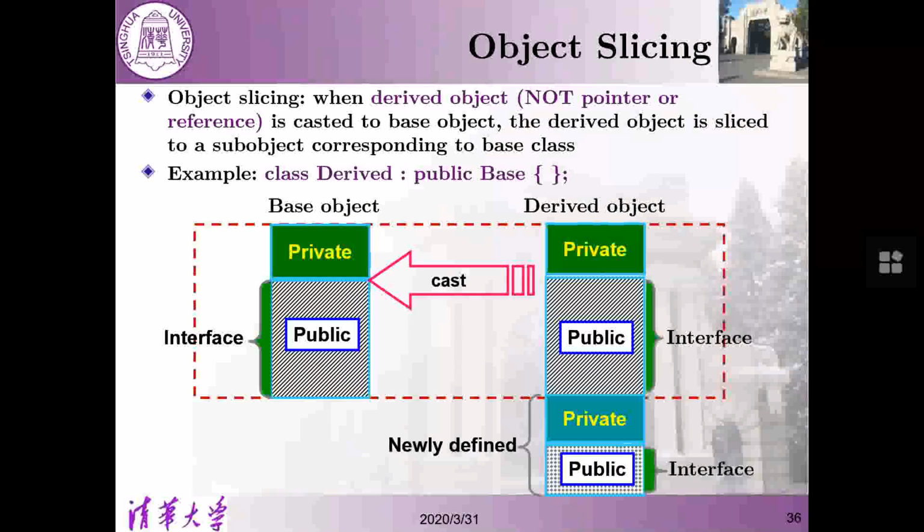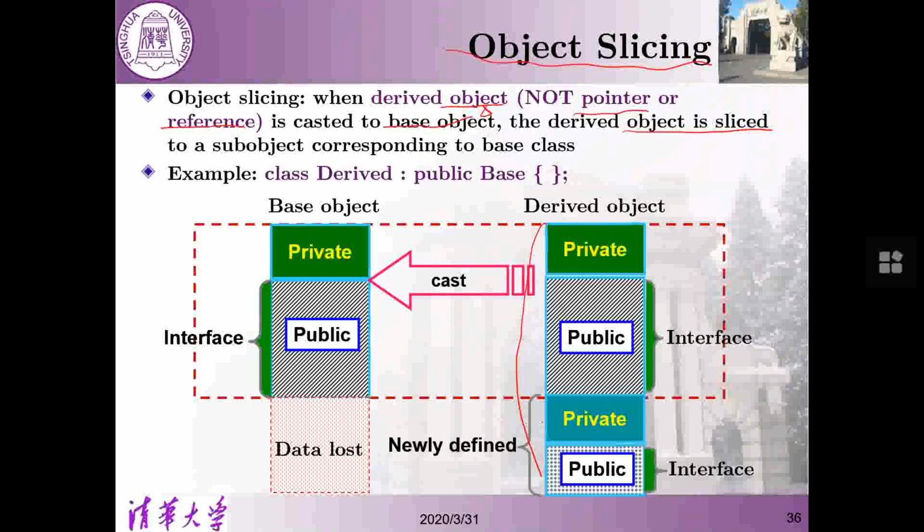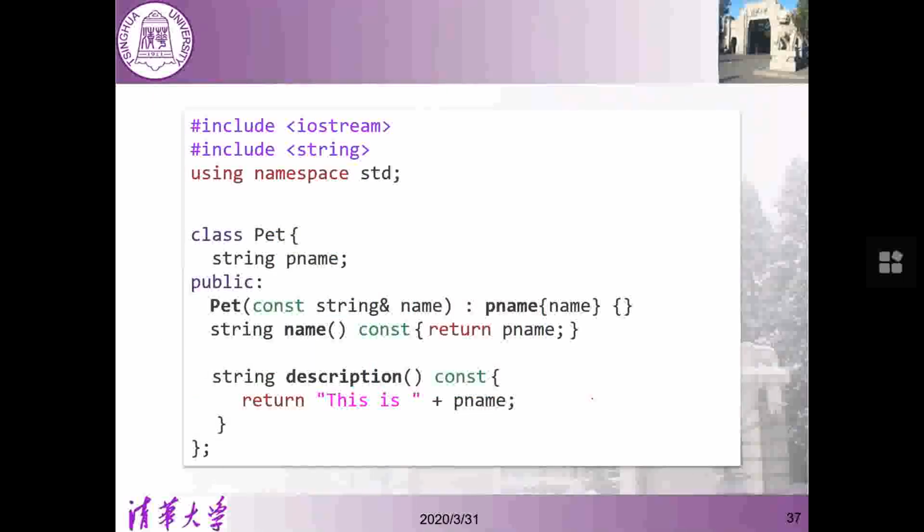Okay, and then we continue to learn object slicing. We have learned upcasting that works for pointers and references. However, if we upcast on objects, then it is object slicing. If we upcast from a derived object to a base object, the derived object will be sliced to a sub-object corresponding to the base class. It's like this. This is a derived object. And then if we upcast to a base object, this part will be lost. So this is object slicing. There will be data loss.